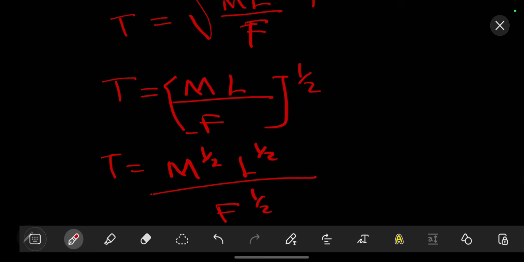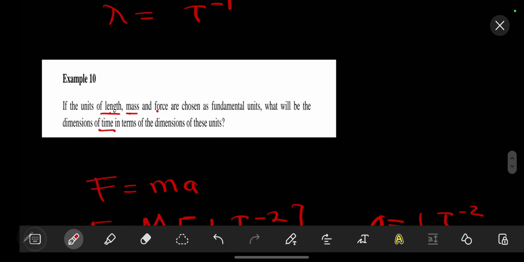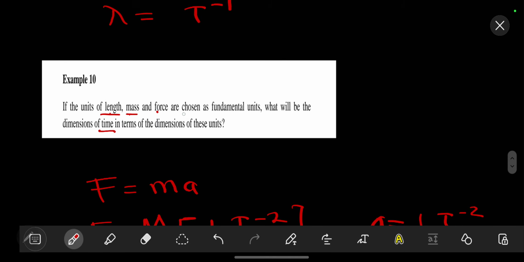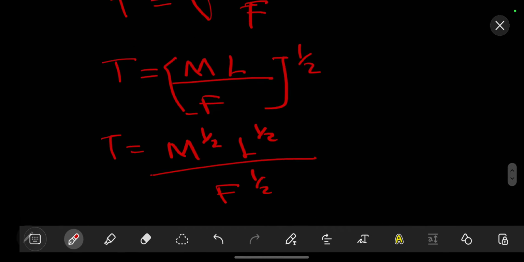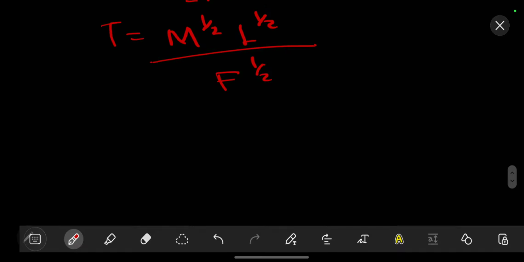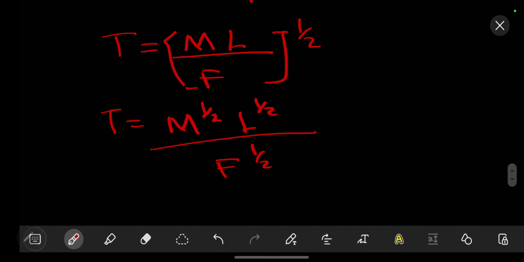Now remember, the question was saying that the length, mass, and force are taken to be dimensions. So that already means we don't have to go further to describe the dimensions of force, because it is taken as a dimension itself. So it is going to end like this for this one.